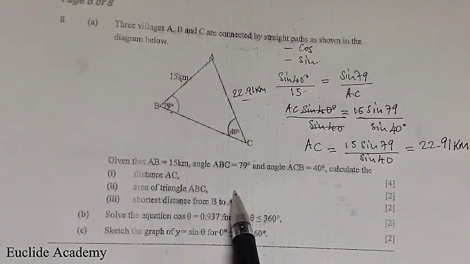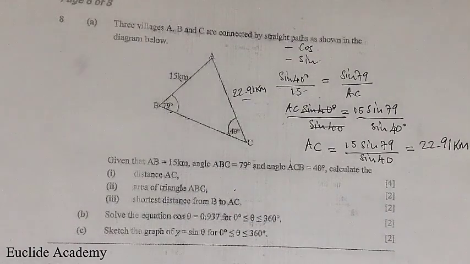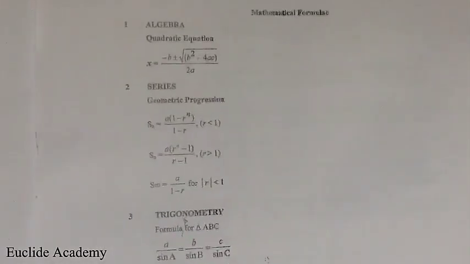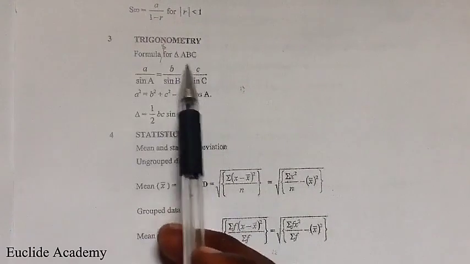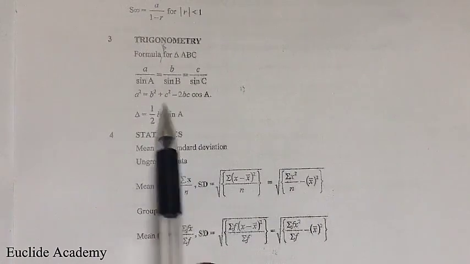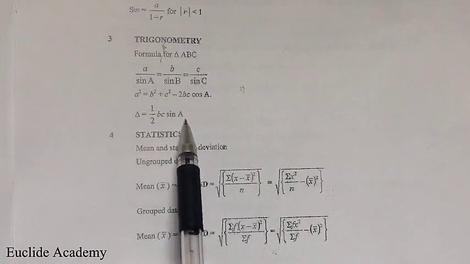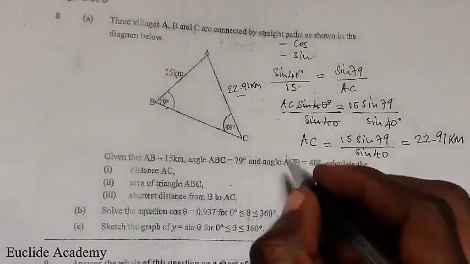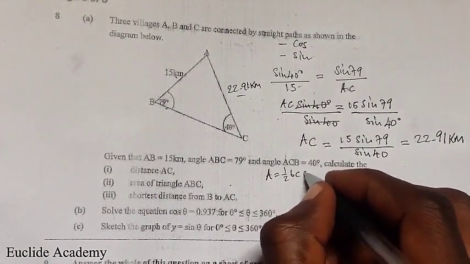Okay, so now when we want to find the area of triangle ABC, we use the formula we've just discussed. The good part about this paper is that they give us the formulas, and the second page has the formulas for all of this. So under trigonometry, we have the sine rule, the one we've been using, the cosine rule, and the area of a triangle formula here, which says half BC sine of A. So we're going to use this formula. So write it here: area equals half B times C sine of what?